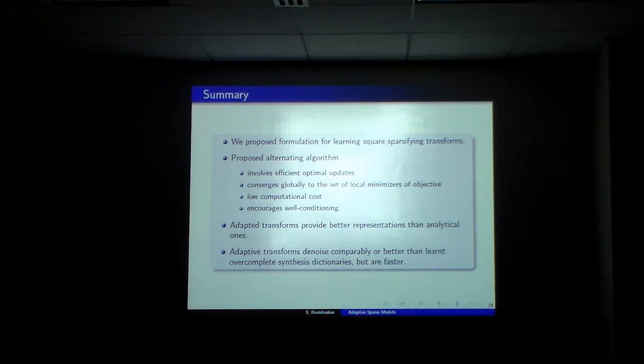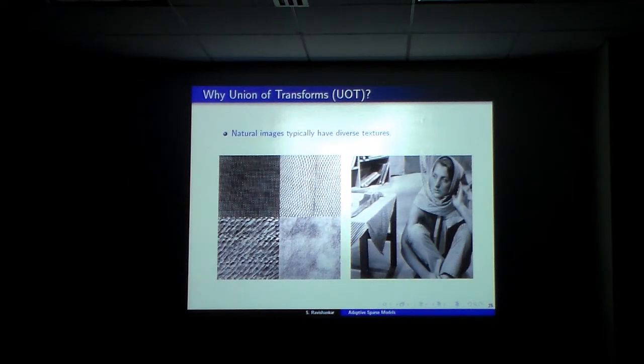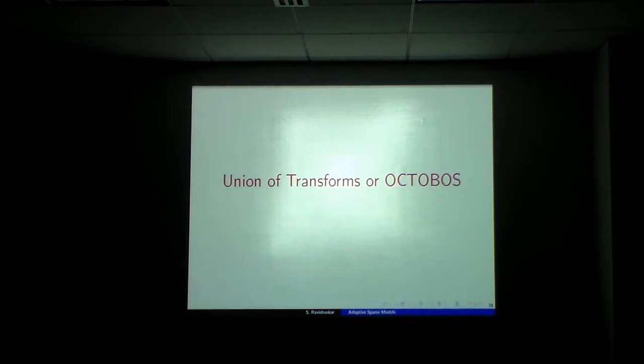Okay, so I basically talked about square transform learning method, and the algorithm that I proposed has some very interesting theoretical and empirical properties, and it seems to work well for representing images or for denoising images. So, okay, I'm now going to move on to something called a union of transforms, or we call this kind of a transform octopus. It's a long story why I named it octopus, but in the end it just turned out to be a nice catchy phrase.